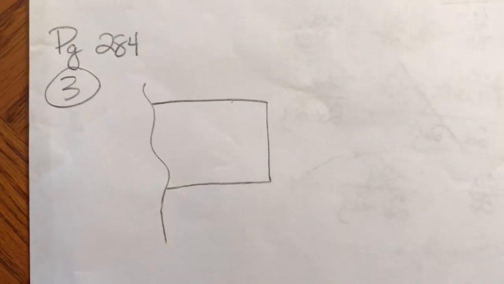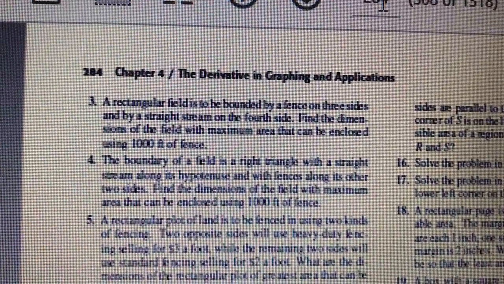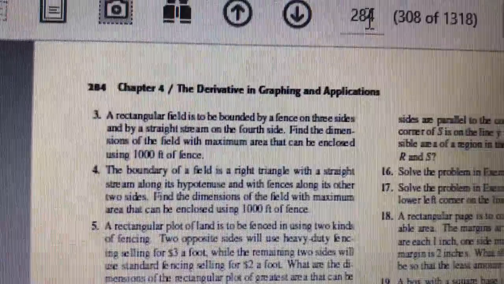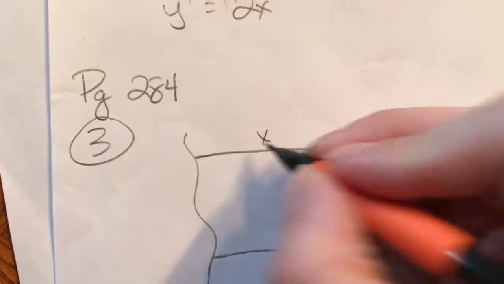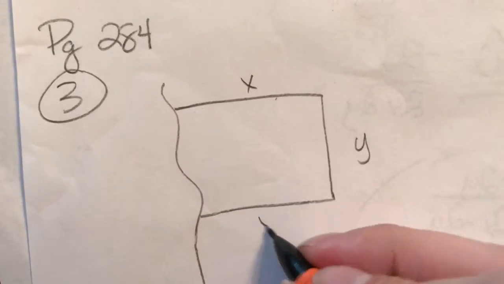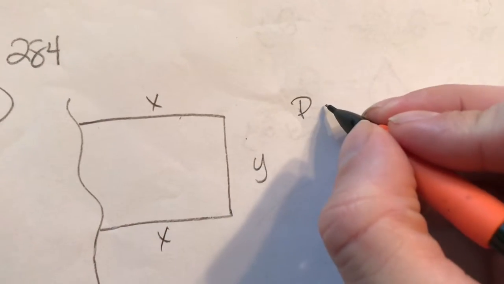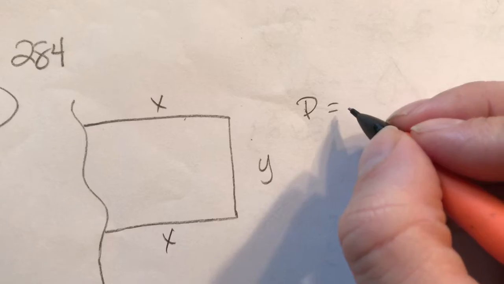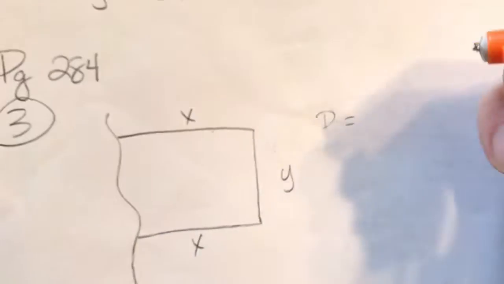Okay, page 284. There it is. A rectangular field is to be bounded by a fence on 3 sides and by a straight stream on the 4th side. Find the dimensions of a field with maximum area that can be enclosed using 1,000 feet of fence. So these are my 2 parameters. I have an x, a y, and an x. I know that my perimeter, which is normally found by 2y plus 2x, is actually 1,000.